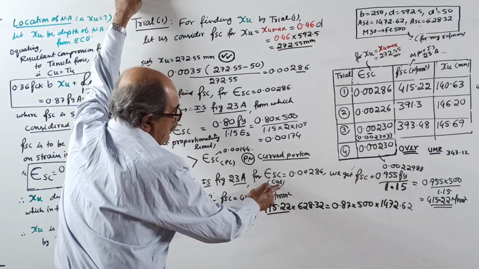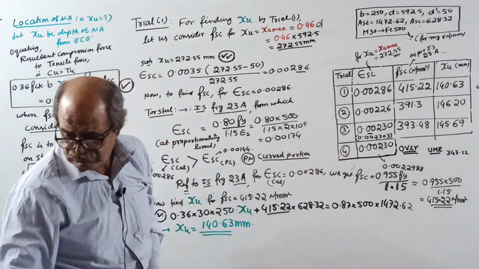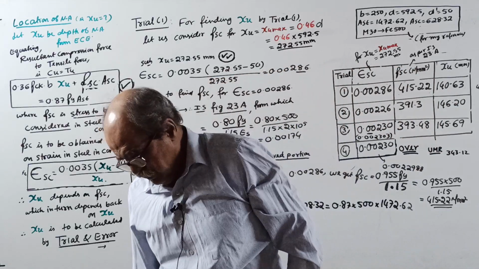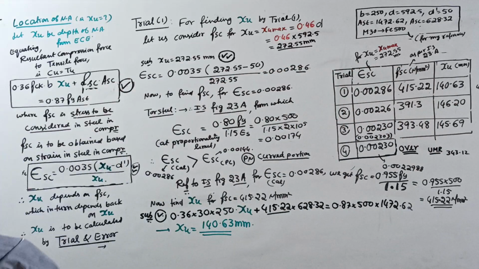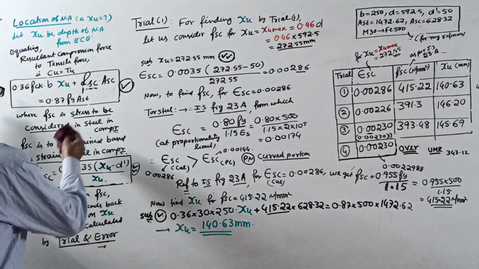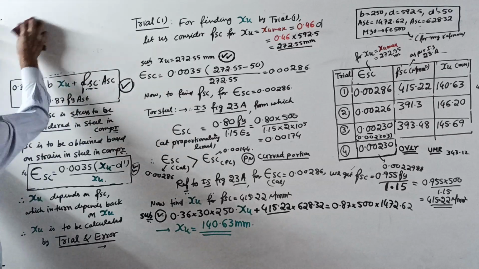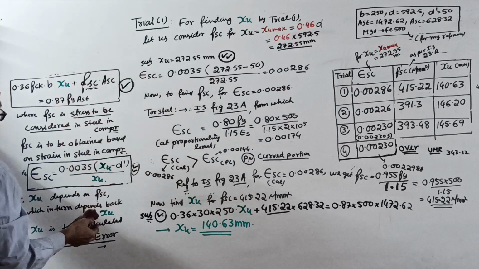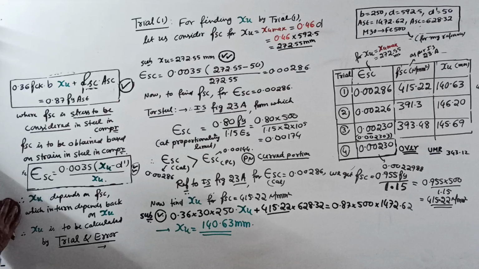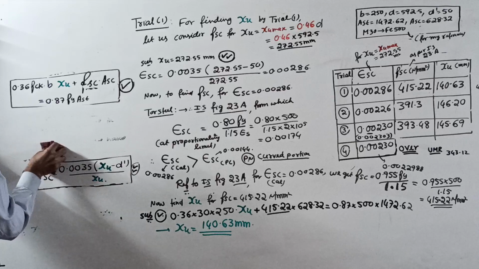For epsilon SC calculated 0.00286, get FSC. Only once I will tell. I will rub this portion now. I am not able to get that paper again, same problem with rubbing. See, this is not required. This I am not removing. This is also not required. I can remove it, but don't write this one.